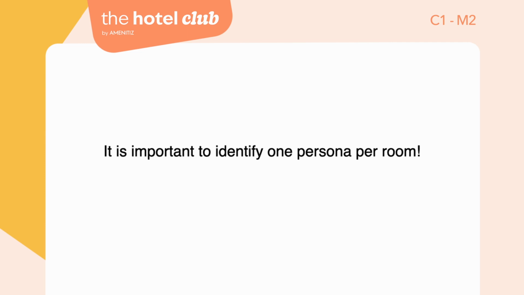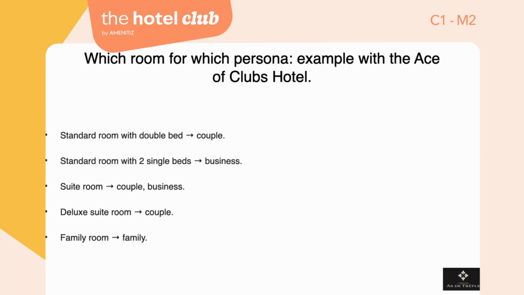Once you have the list of categories, I want you to indicate which persona is interested in which room category. So you need to use the 2-3 personas that you created in the previous video. So for example, for the Ace of Clubs hotel, it looks like this. Standard room with double bed tends to be for a couple. Standard room with 2 single beds, business. Suite room, couple or business. Deluxe suite room, couple. Family room, family.